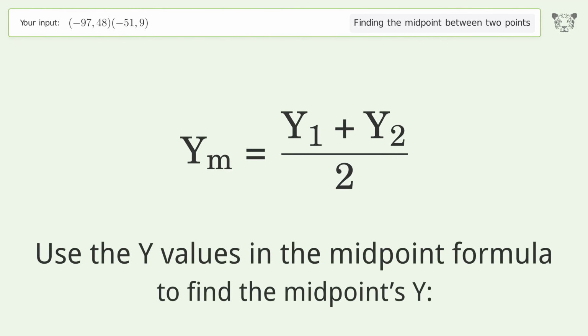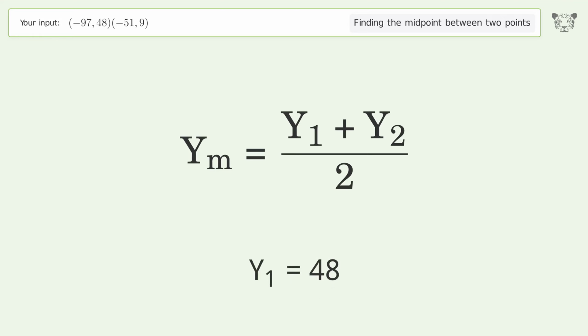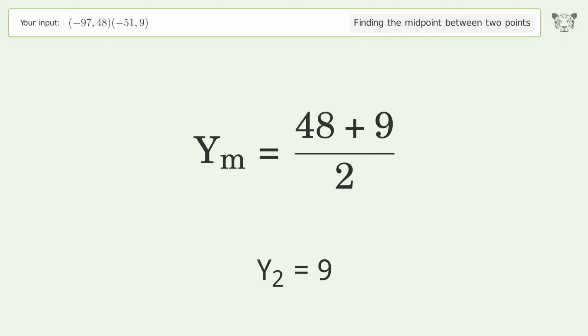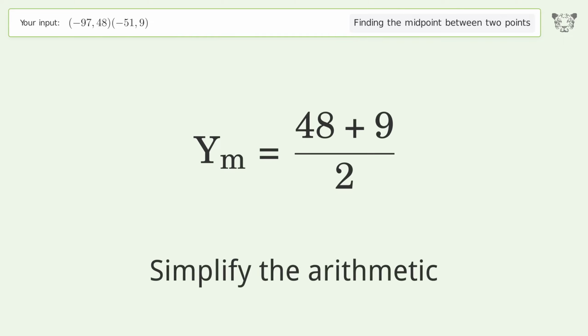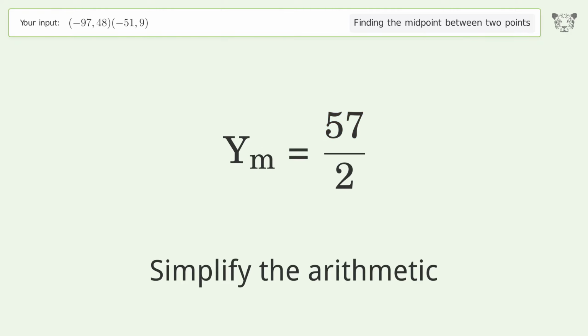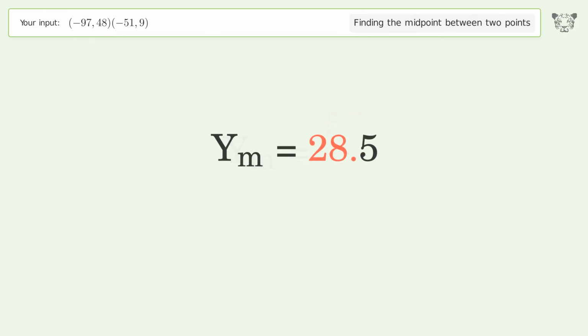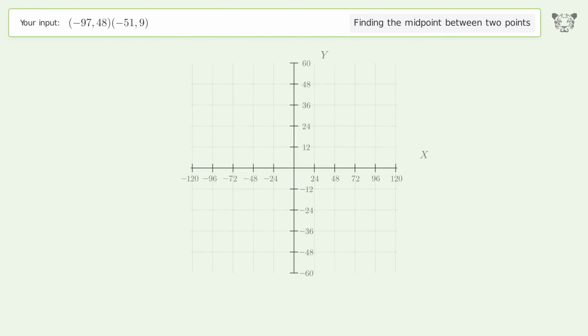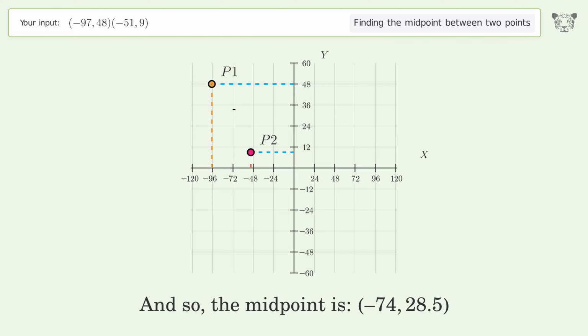Use the y values in the midpoint formula to find the midpoint's y. y1 equals 48. y2 equals 9. Simplify the arithmetic. And so, the midpoint is negative 74, 28.5.